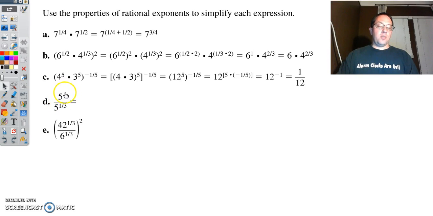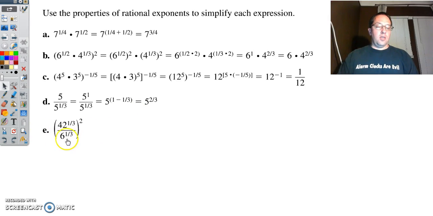D. We are dividing. We don't see an exponent there, but remember there's always an exponent. If you do not see one, it is 1. So we have 5 to the 1 over 5 to the 1/3. Notice our bases are the same, and so we're going to keep that base, and we're going to subtract the exponents. So 5 to the 1 minus 1/3, so 5 to the 2/3 power. Bases are the same here, same base here. Whatever is the same stays the same.